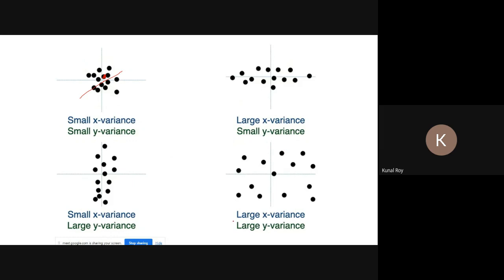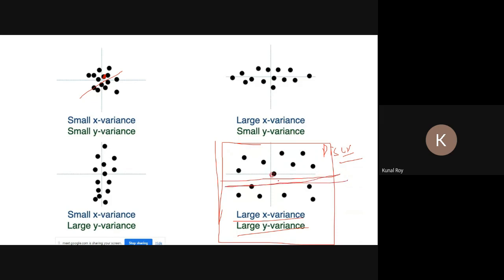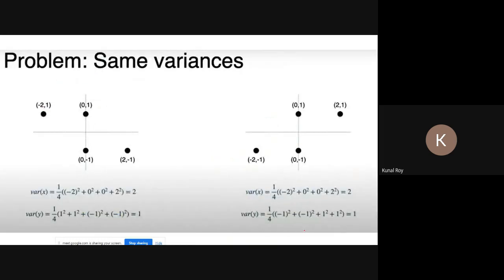Similarly, if we have large x variance and large y variance, this is the best case for doing a discriminant analysis. Why? Because here we have clearly understood that this type of point is separating me into different classes. We can visualize using large x variance and large y variance. So first we have to calculate the function, the covariance matrix, and the variance. Okay, now this is the same thing if you have the same variance.